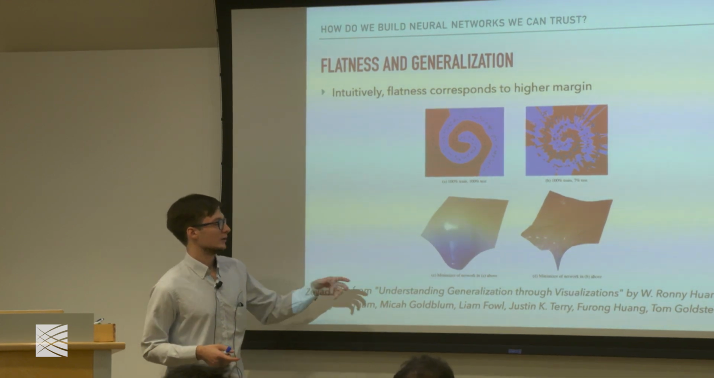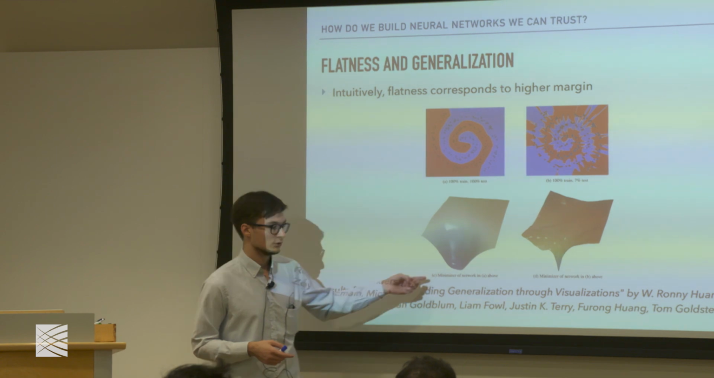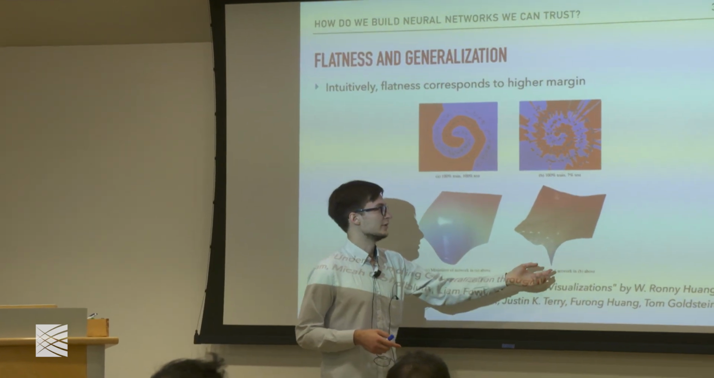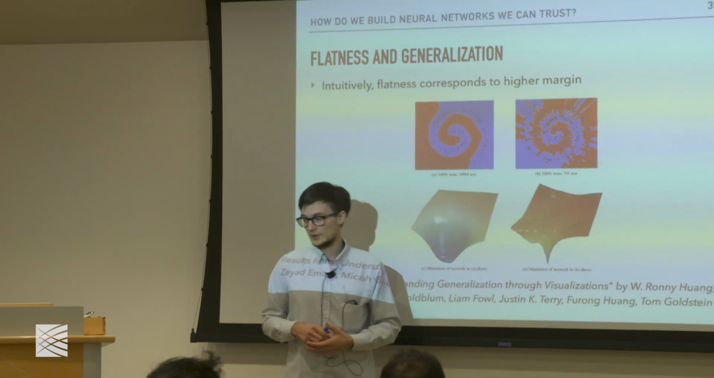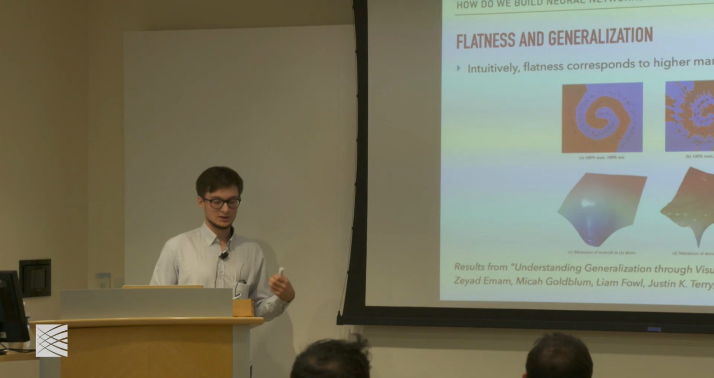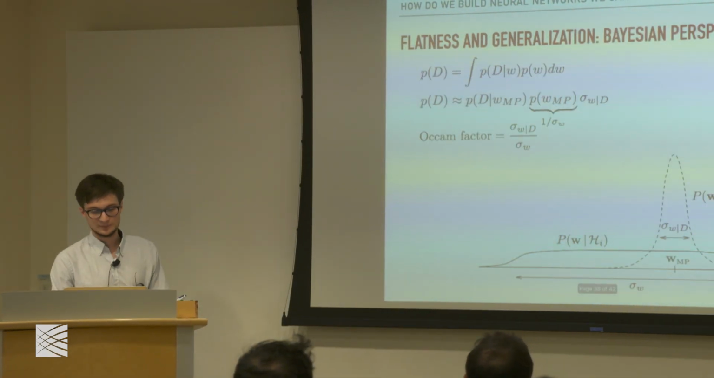So in order to break the classification on train, you have to move your weights quite far. While here, you just move your weights by a little bit and you break the predictions completely. And that means that in this case, you would have a larger margin for your decision boundary.